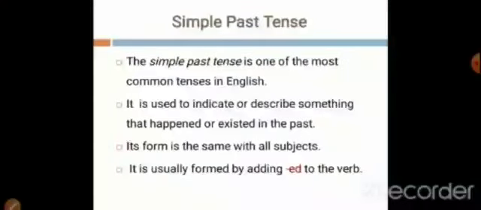First, we will talk about simple past tense. The simple past tense is one of the most common tenses in English. It is used to indicate or describe something that happened or existed in the past. Its form is the same with all subjects. It is usually formed by adding ed to the verb.